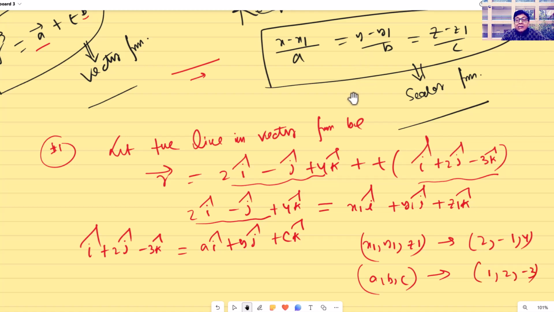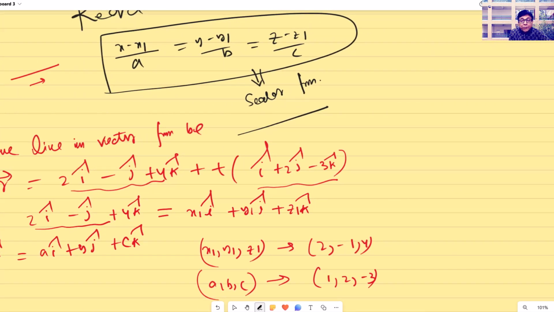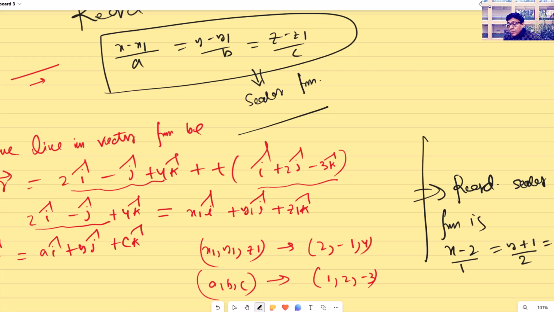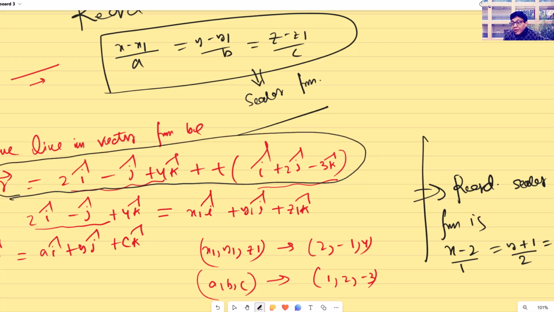So now you can write easily the scalar form. If the vector form is given this way, the required scalar form is going to be what? Required scalar form will be x minus 2, y plus 1, z minus 4, divided by a, b, c. What are a, b, c over there? That is 1, 2, minus 3. So the line given in vector form, we can easily write the scalar form over there.